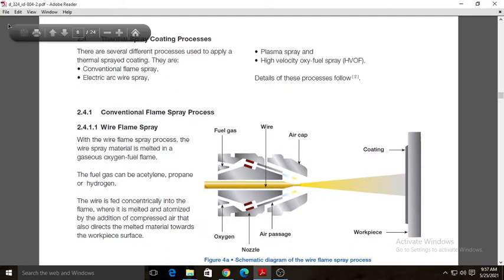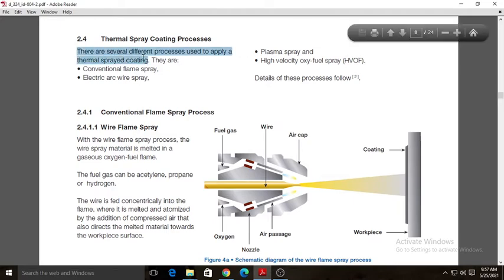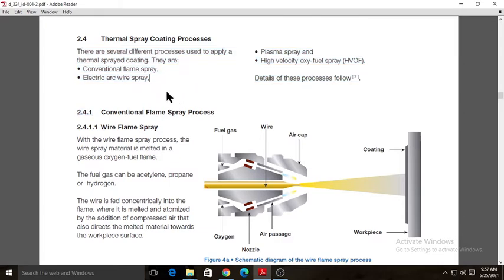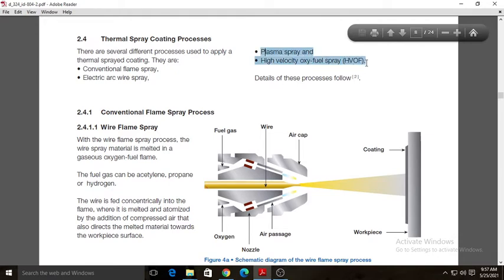Okay, so here we are. The thermal spray coatings are classified into four types. The first one is the conventional flame spray, and the other one is the electric arc spray. Then plasma spray and high velocity fuel spray. All these four processes are the types of thermal spray coating.